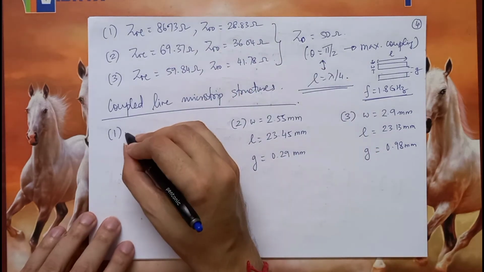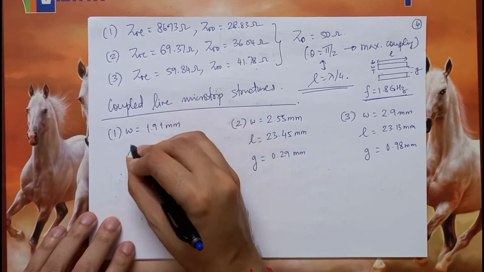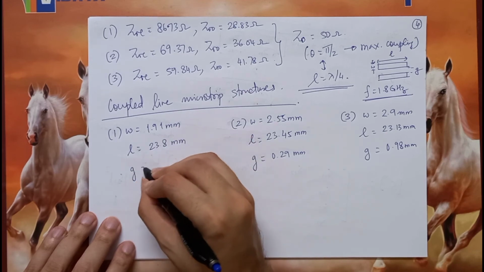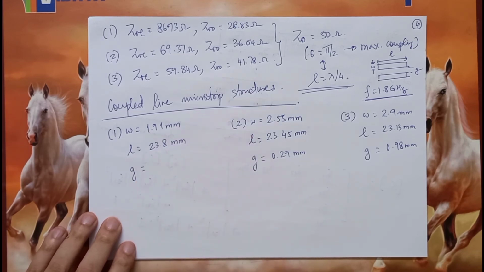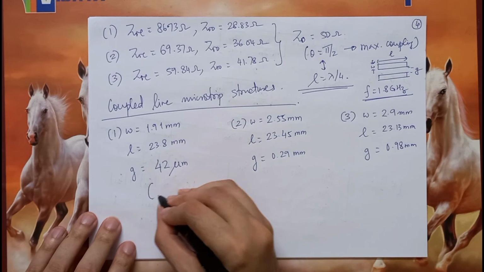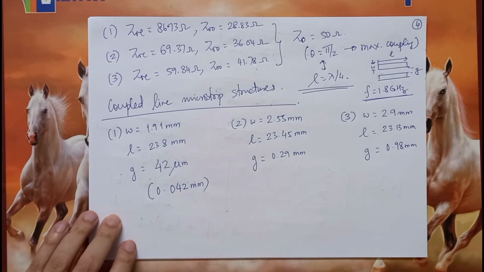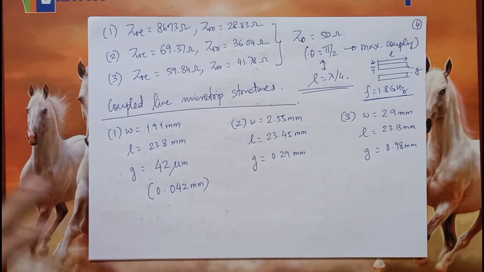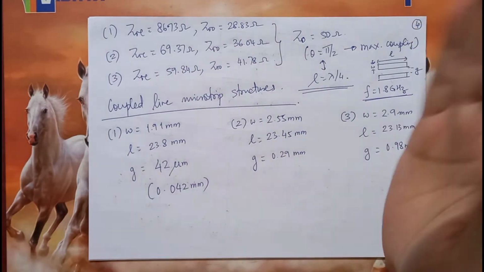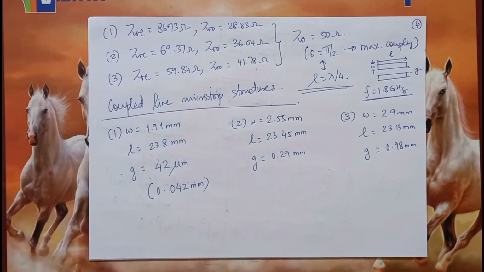And in the first case, what we get, each strip width is 1.91 millimeters. The length is 23.8 millimeters. And the gap, now things get interesting. The gap is 42 microns or 42 micrometers. That is 0.042 millimeters. It is now reduced by a very, very large factor. That means if you want to achieve minus 6 dB S31, the gap between the two conductors has to be as small as 42 micrometers.